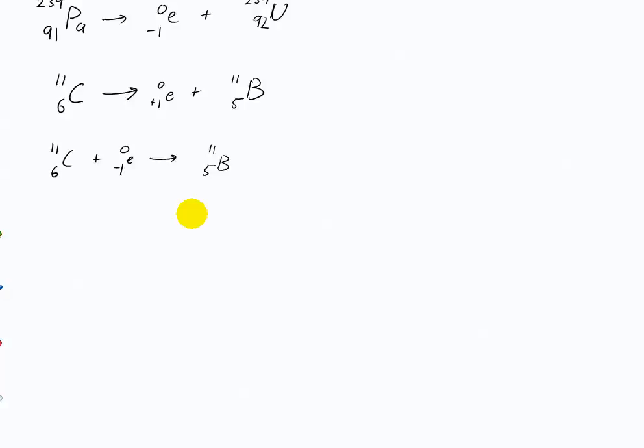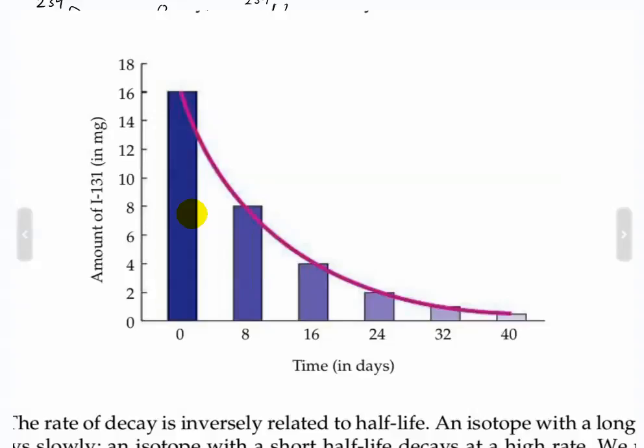Okay, so the second part of nuclear chemistry is dealing with how this decay actually works over time. If you look at a particular sample of a radioactive element like iodine-131, you'll see that over time, its decay looks something like this. If you start with 16 milligrams, then after 8 days you've got 8, after 16 days you've got 4, 32 days you've got 2, and so on. And this is known as the half-life.